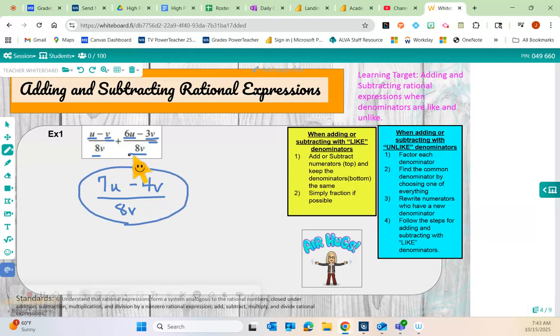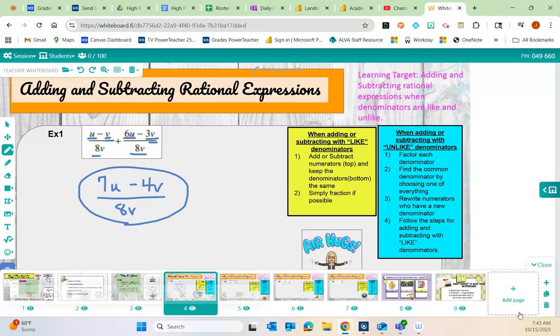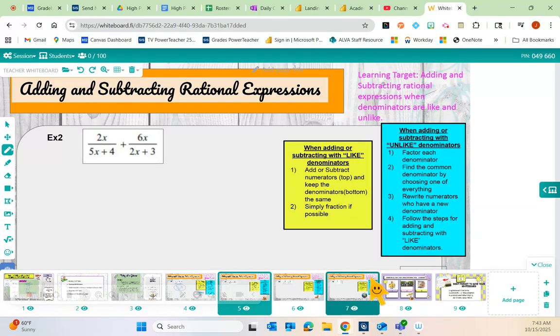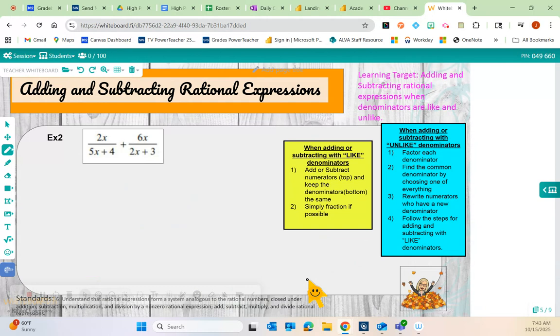So if the denominators are the same, your problem is going to be a whole lot easier. If the denominators are different, then they're going to be harder. So harder, example 2. So this denominator is 5x plus 4, and this denominator is not 5x plus 4, so I can't use what's going on in the yellow box. I have to go to the aqua box.